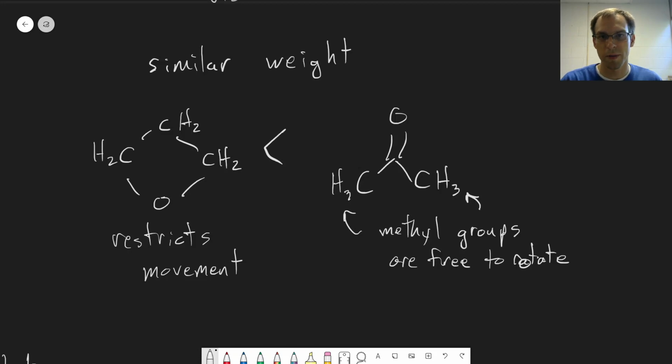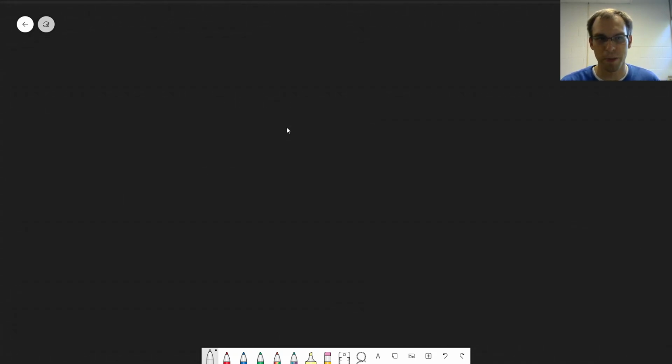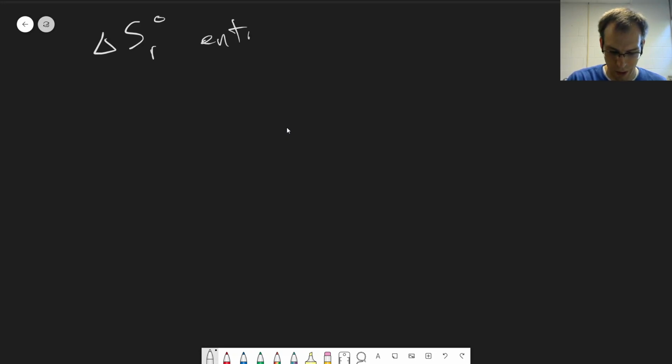One final note as we finish up chapter 21, talking about absolute entropies: the most important use of absolute entropies is to calculate entropy changes for a reaction. And that's why we go to all the trouble of finding these absolute entropies, so we can understand what's happening in terms of enthalpies of reaction.